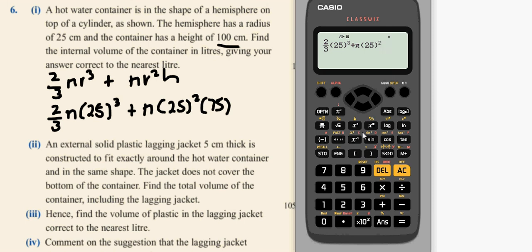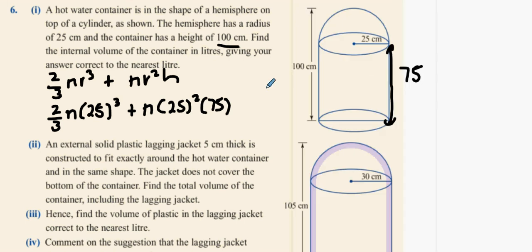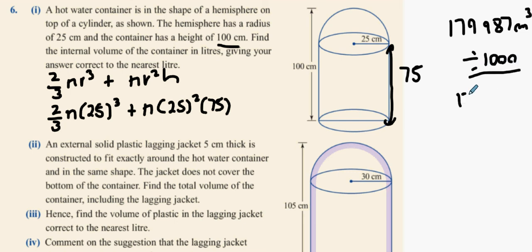Oh yeah, thanks, I'll do that now. Has anybody got this answer? 179,987. Ouch. Alright. That's a big number, isn't it? 179,987 centimeters cubed. Have to divide by 1,000 to turn it into litres. And what do we get then? 179.987 litres, which is 180 litres.